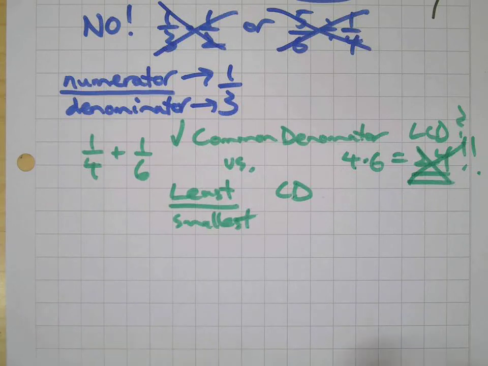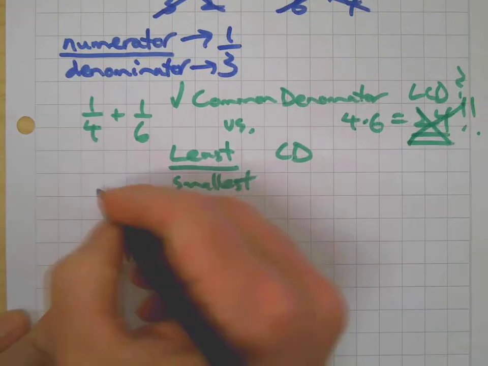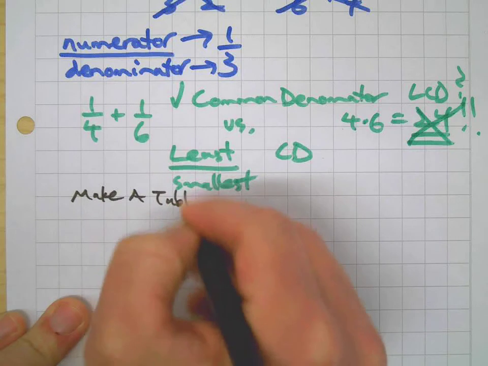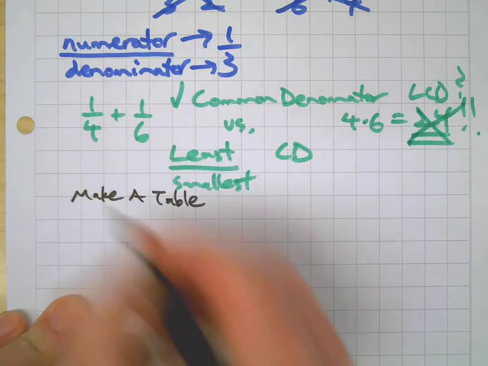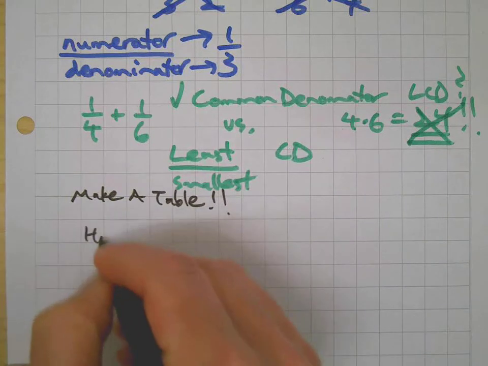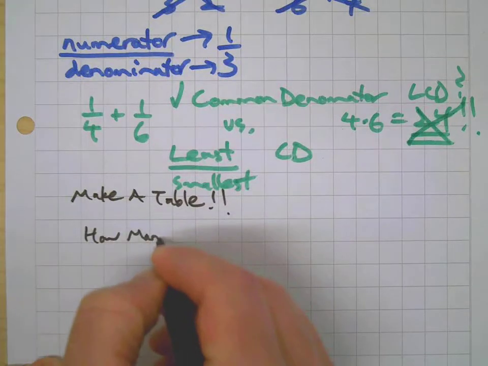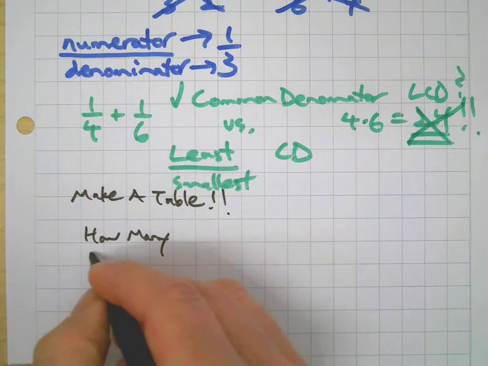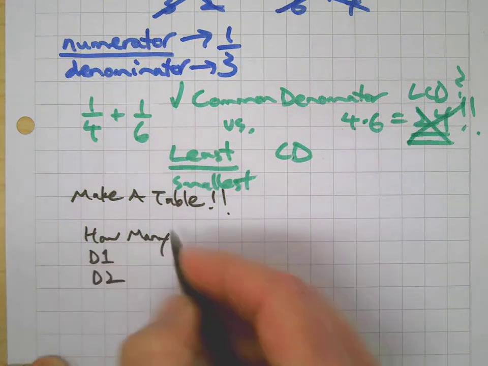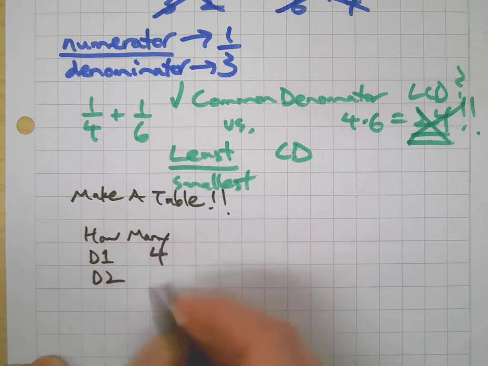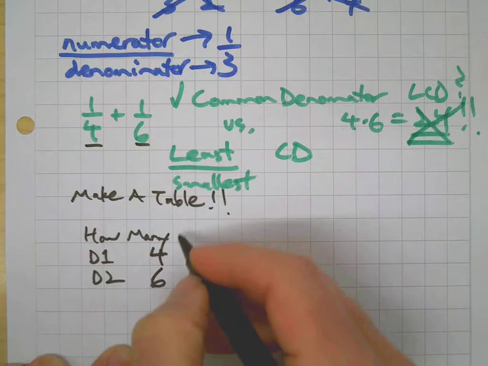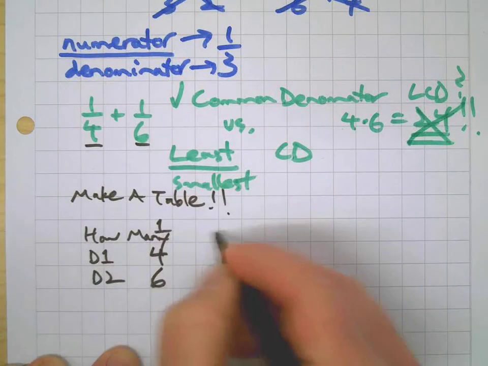And here's what I think is the easiest way to do that. Make a table. Not out of wood and nails and screws, but out of numbers. Our table is going to show how many of each denominator. I'm going to call these D1 and D2. So for example, denominator 1, denominator 2, which I got right there. And then how many of them?